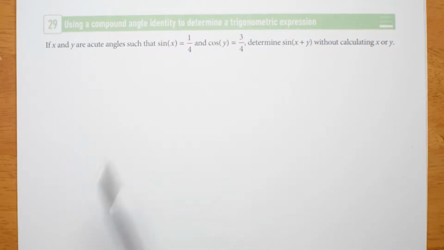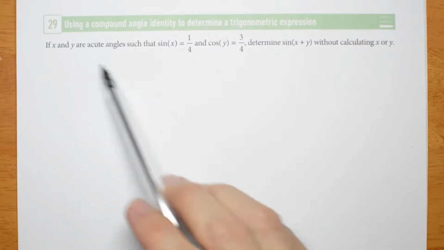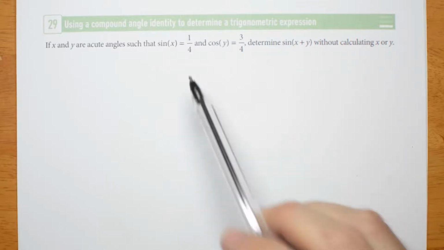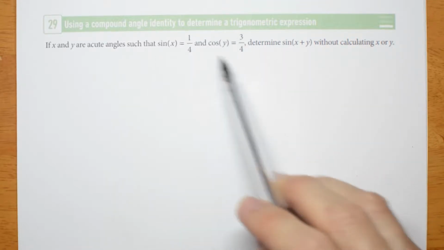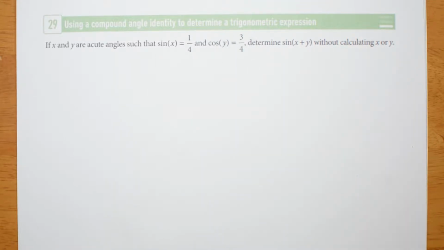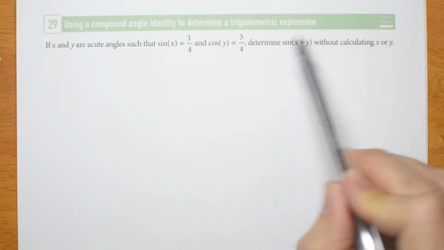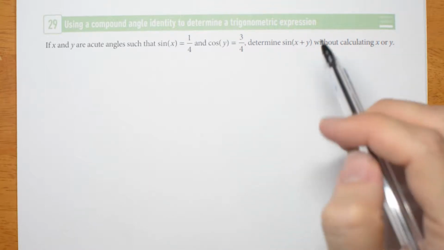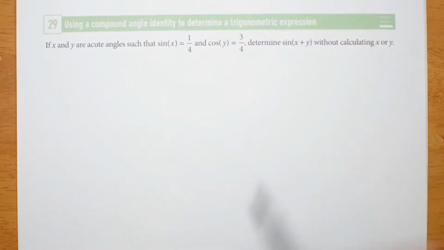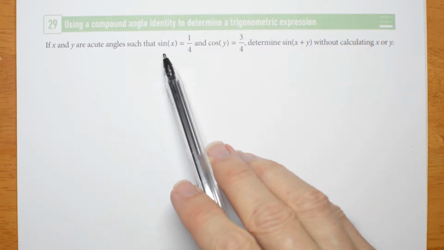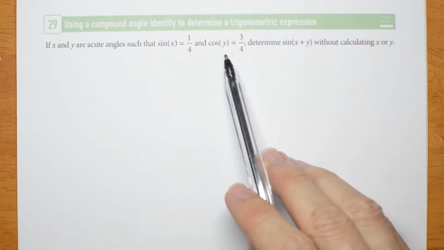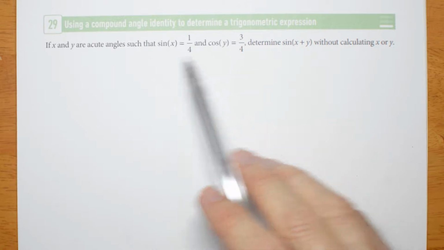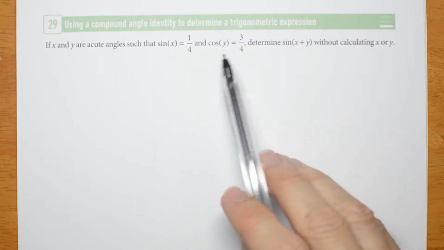If x and y are acute angles, that's important, first quadrant, sine x is a quarter and cos y is 3/4, determine sine of x plus y without calculating x or y. Well, sine of x plus y is going to involve both cos and sine of x and cos and sine of y. So we're going to have to work out what cos x is and sine y.